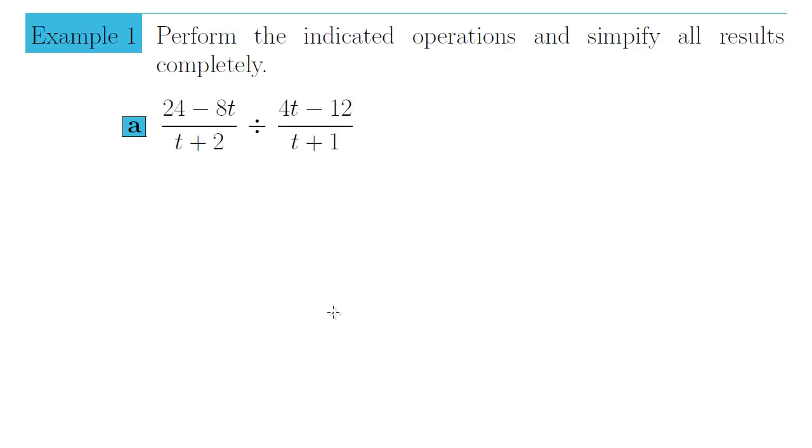Let's now put these tips to practice by performing several examples. Example 1a. Perform the indicated operations and simplify all results completely. 24 minus 8t over t plus 2 divided by 4t minus 12 over t plus 1.